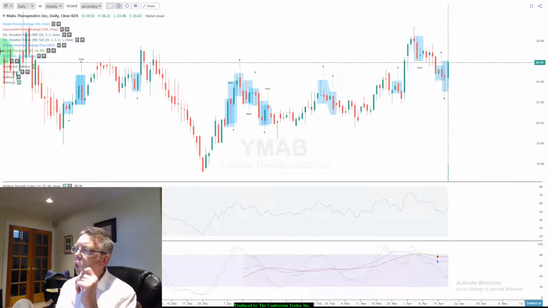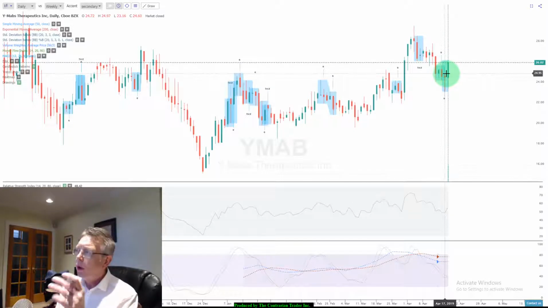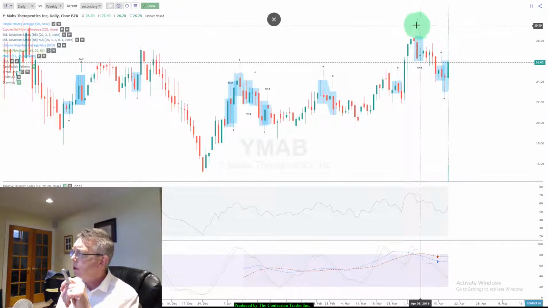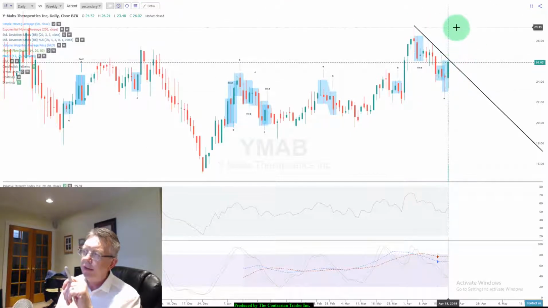YMAB, what happened last week is that we flashed an outside reversal day, which is outstanding stuff. One of my favorite candlestick patterns. And what we did is we pulled back off of recent highs, and we're poised for a continuation breakout of this pattern.